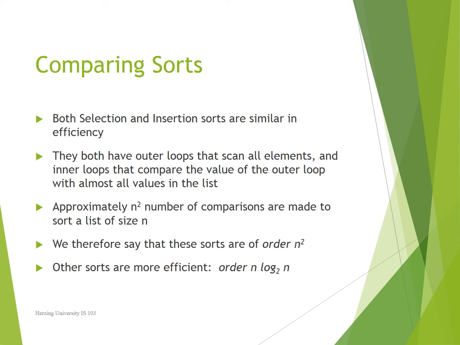Comparing sorts. Both selection and insertion sorts are similar in efficiency. They both have outer loops that scan all elements, and inner loops that compare the value of the outer loop with almost all values in the list. Approximately n to the second power comparisons are made to sort a list of size n. We therefore say that these sorts are of order n squared. Other sorts are more efficient, order n log n.